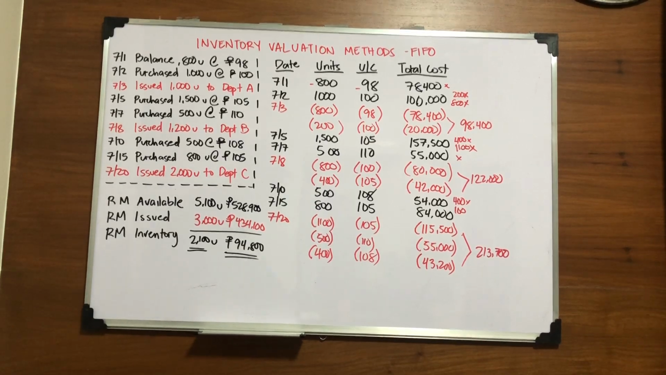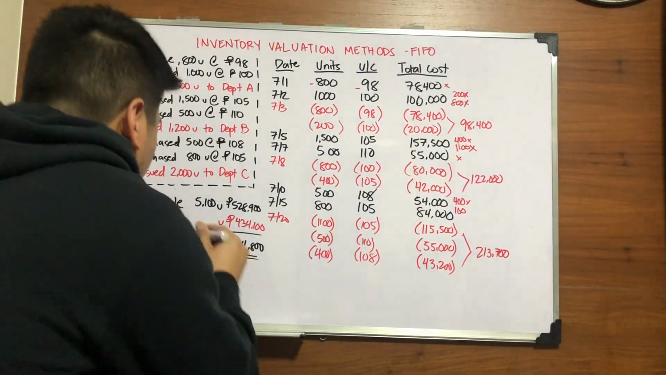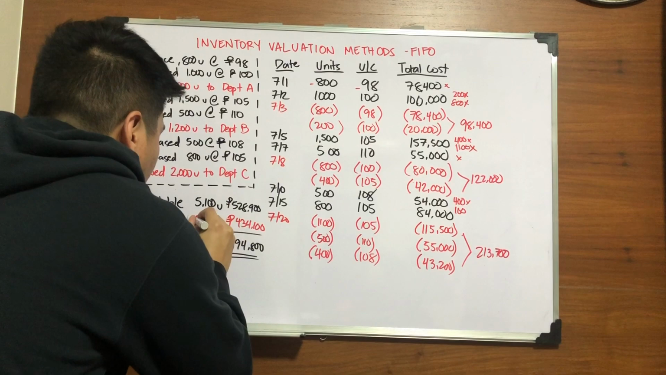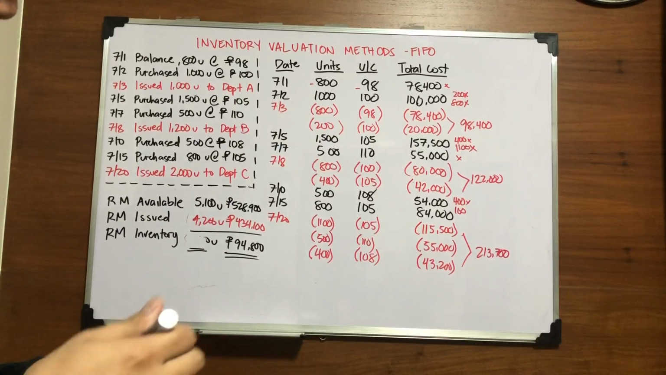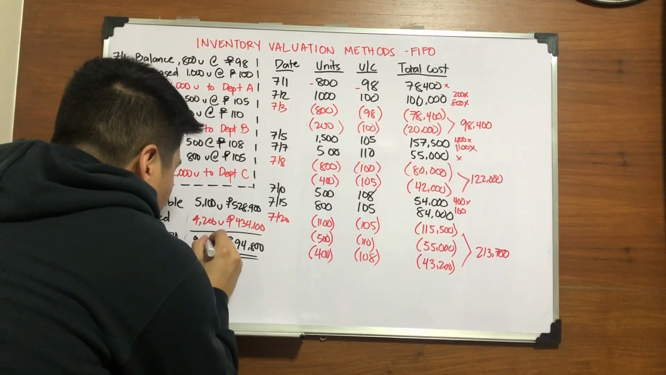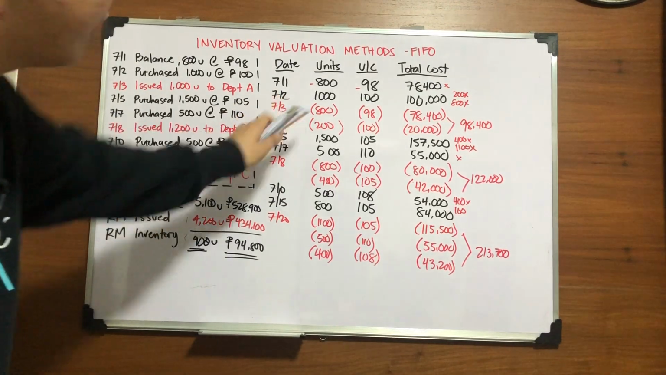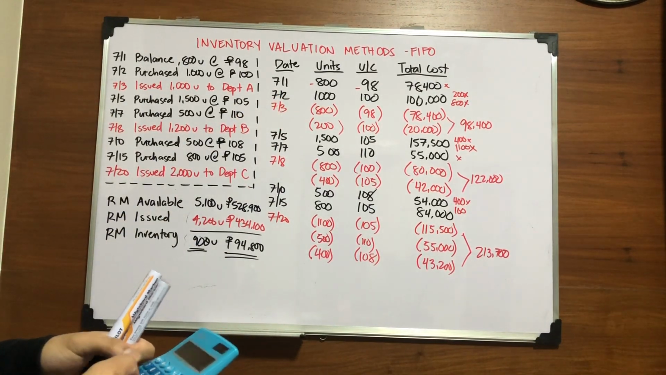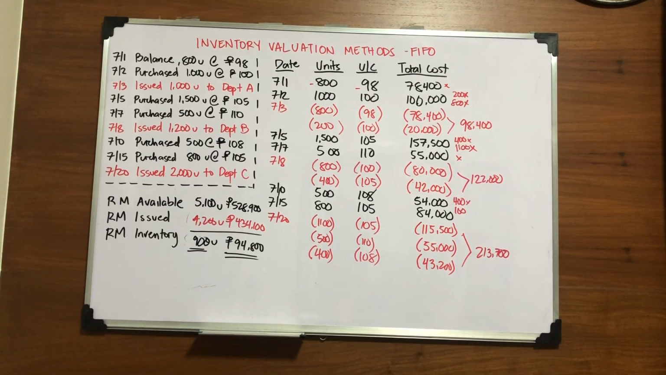Oh, I'm sorry, this should be 4,200, and your ending should be 900 units. Again, just to clarify, you might be confused. To get the units, you just add this red pen: 800 plus 200 plus 800 plus 400 plus 2,000. You'll be getting 4,200 raw materials issued to production. So the remaining 900, you can work this back.